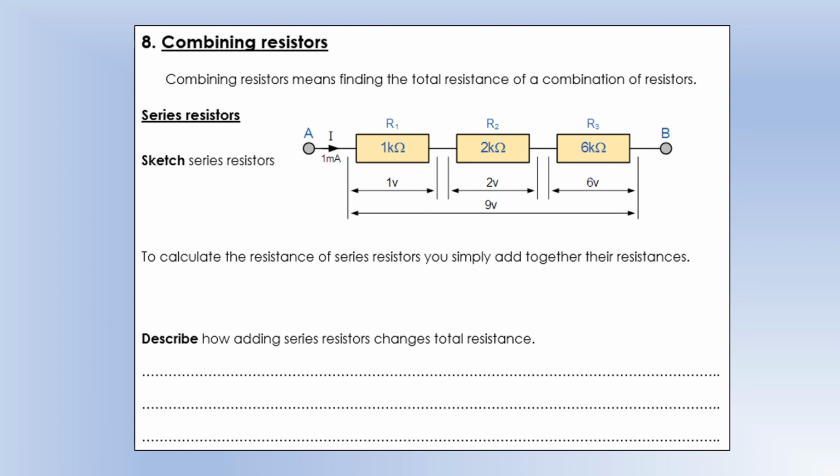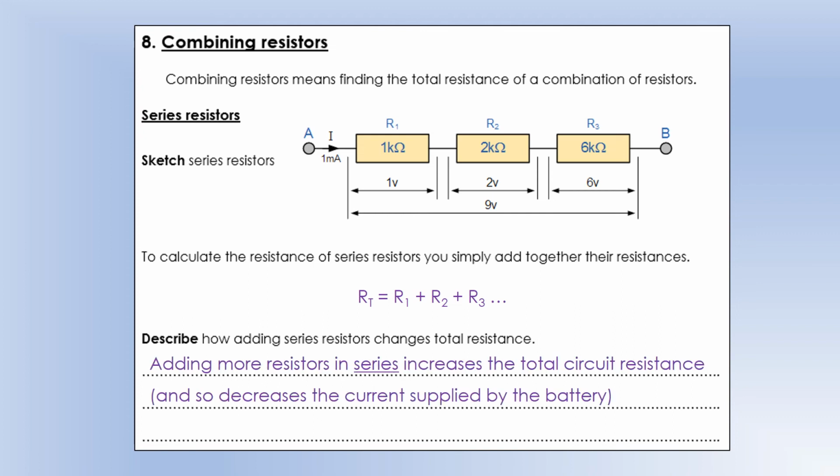So to calculate the resistance of these, all we do is we add together their resistances, which is often expressed like this. So R subscript T stands for total resistance, and it doesn't matter how many resistors we have, we just add their resistances together. So what is the effect of that going to be? Well, the more resistors you add in series, the more the total circuit resistance is going to increase, which has the effect of decreasing the current passing through the resistances, or the current coming out of the battery.